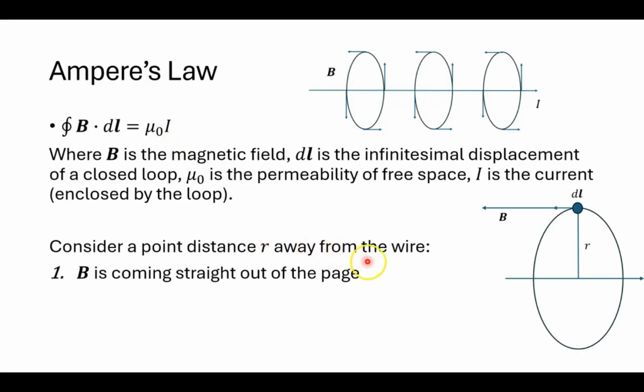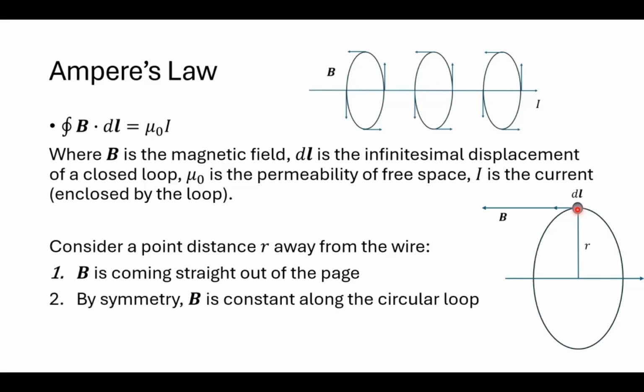Now we are going to consider a point distance r away from the wire, so this point here, and we can see because this point we choose is above the wire, using the right hand rule, the magnetic field will come straight out of the page. And by the symmetry, the magnetic field is constant along the circular loop. Because if you just rotate this point, say to a position here, then it basically has no difference to a position here.